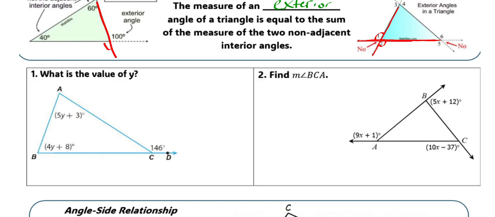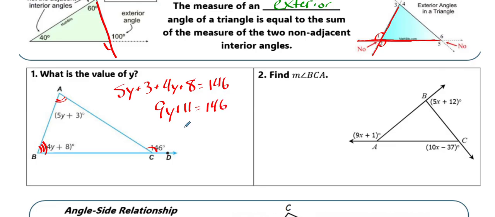Alright, so we're looking for the value of y here. We have the exterior angle, and we have these two angles that are not adjacent to that angle. They're the non-adjacent interior angles, so they have to add up to 146. So 5y plus 3 plus 4y plus 8 equals 146. So 9y plus 11 equals 146. 9y equals 135. I'm subtracting 11 from both sides and then dividing by 9. We get that y is 15.